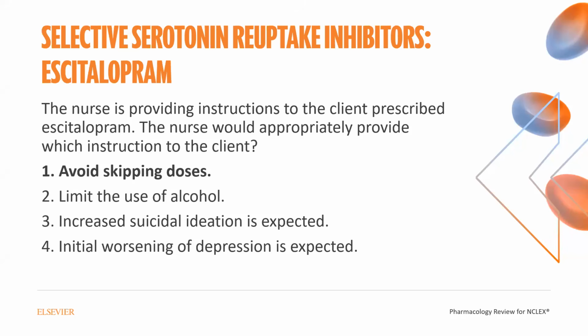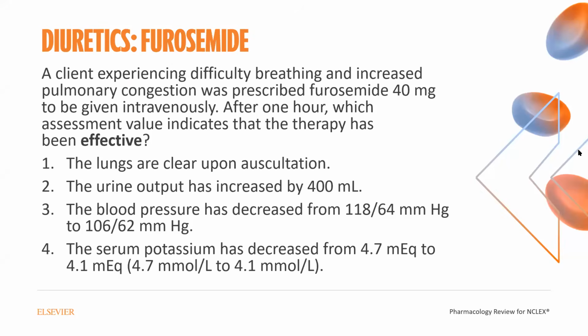You also want to avoid the use of alcohol, not limit the use. And remember, there's no alcohol on NCLEX. And then reporting increased suicidal ideation or worsening of depression immediately to the prescriber of the medication is really important. Recalling that alcohol is never encouraged will assist in eliminating option 2. And then you can eliminate options 3 and 4 because they're comparable or alike, and they both relate to the mood disorder.